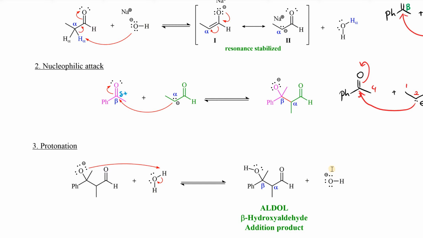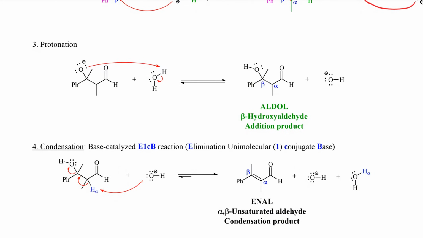But it doesn't stop there. This is not stable. In this case, very little heat is applied, which allows us to form the condensation product. So, ignoring the mechanism, let's compare the aldol and what's called the enal. En for the double bond, al for the aldehyde. If this were a ketone, we would call it an enone.